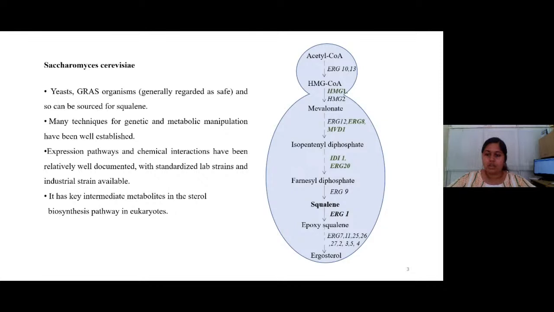Towards the right side here, we can see the basic pathway of sterol synthesis production in yeast. And I have just highlighted the genes that encode the enzymes that we will be focusing on through the course of this study.